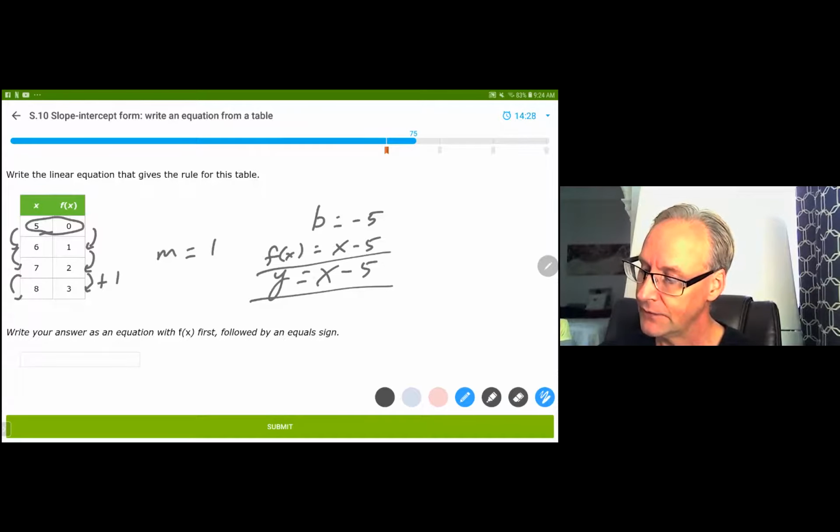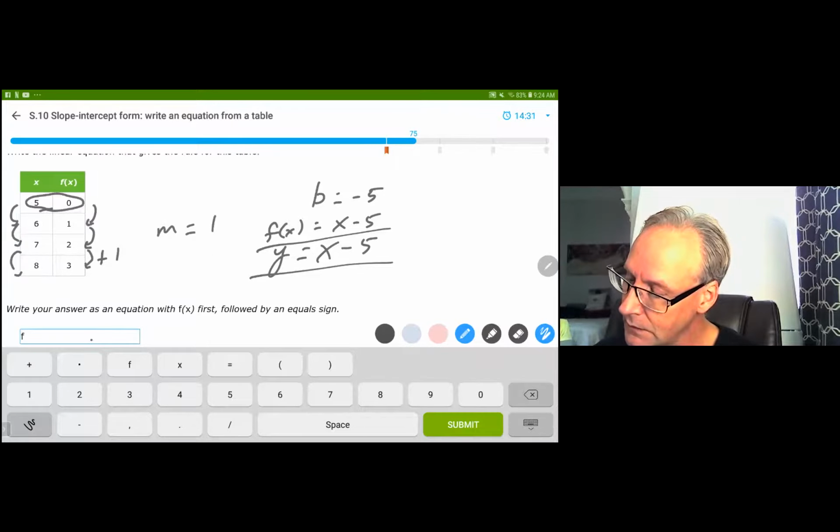So f of x is equal to x minus 5. I said minus. There we go.